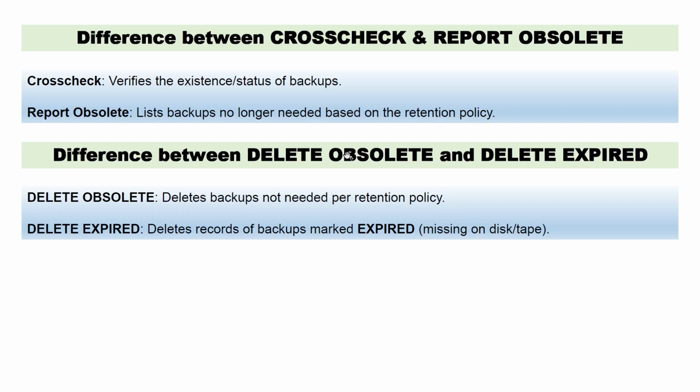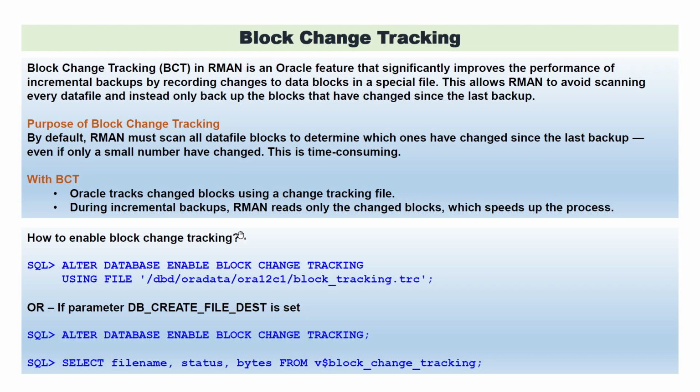So let's understand the difference between crosscheck and report obsolete. Crosscheck verifies the existence or status of backups. Report obsolete lists backups no longer needed based on the retention policy. Difference between delete obsolete and delete expired: delete obsolete will delete backups not needed for the retention policy. Delete expired deletes records of backups marked as expired which are missing on disk or tape. So now I believe you are clear on how obsolete backups and expired backups work.